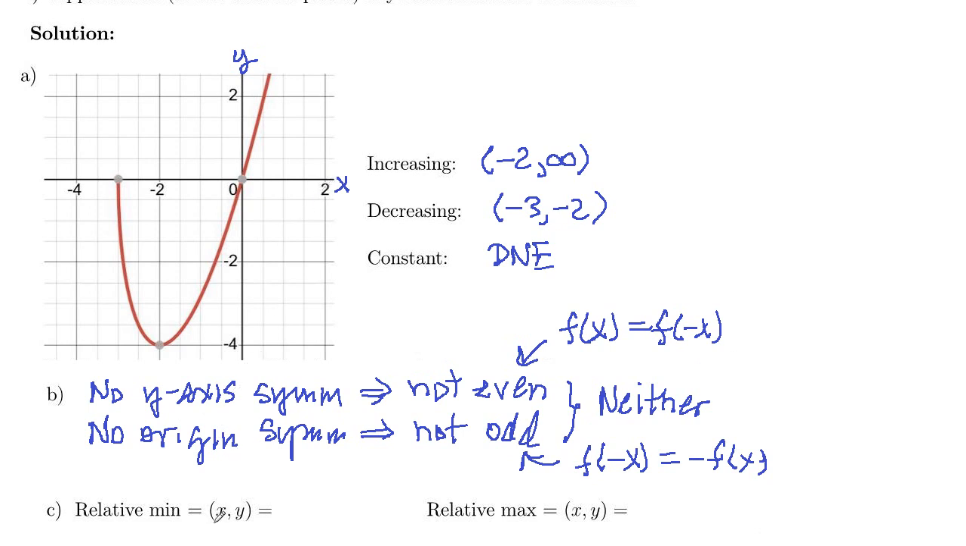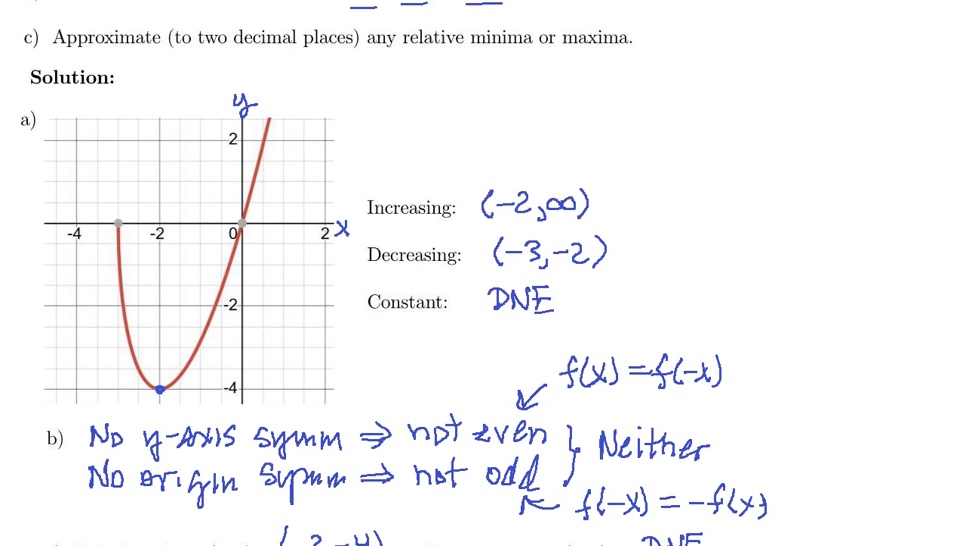And then they want us to know, well, what is relative minimum? So that's a low point, the bottom of the valley, which would be right here. So x comma y, x is -2, y is -4. So that is -2 comma -4. And then relative max, that one does not exist, because this just keeps on going up.